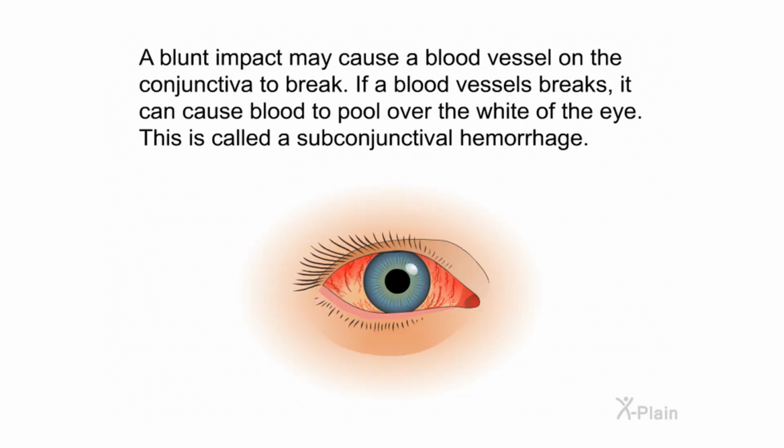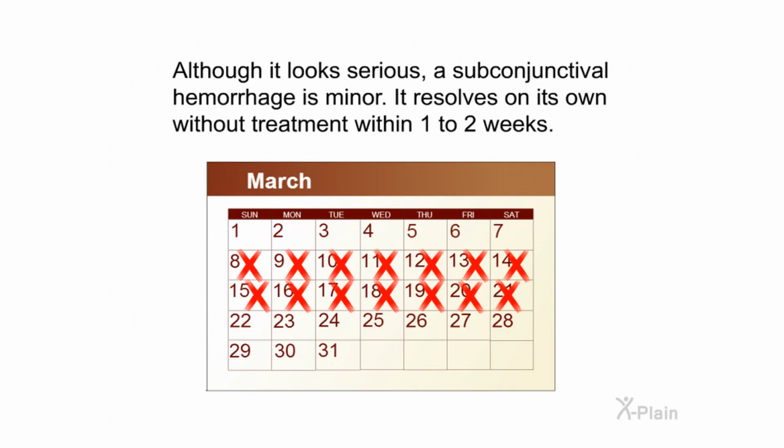A blunt impact may cause a blood vessel on the conjunctiva to break. If a blood vessel breaks, it can cause blood to pool over the white of the eye. This is called a subconjunctival hemorrhage. Although it looks serious, a subconjunctival hemorrhage is minor. It resolves on its own without treatment within 1 to 2 weeks.